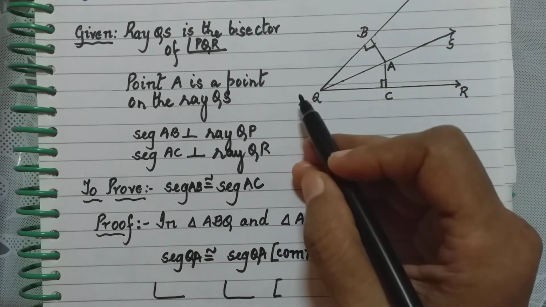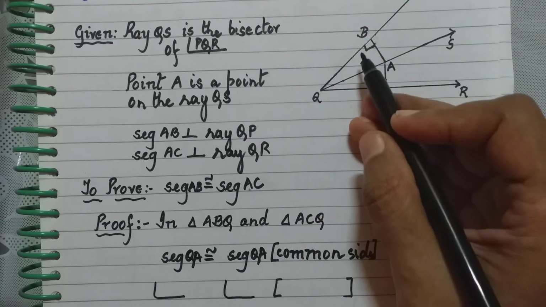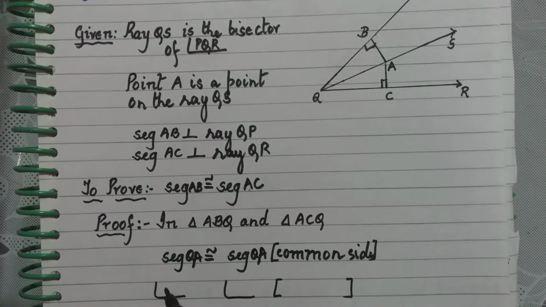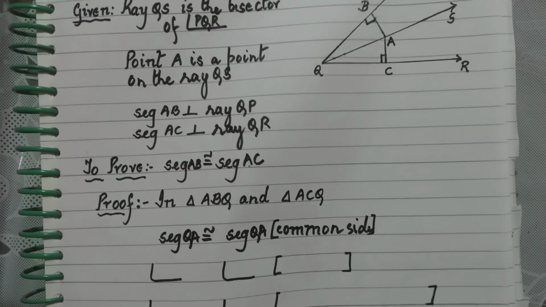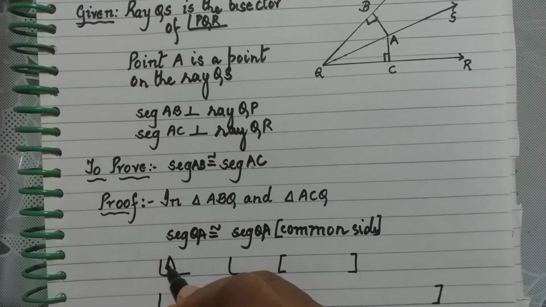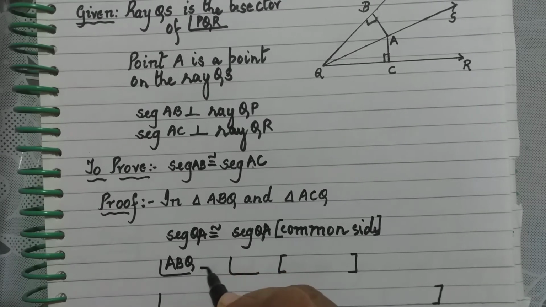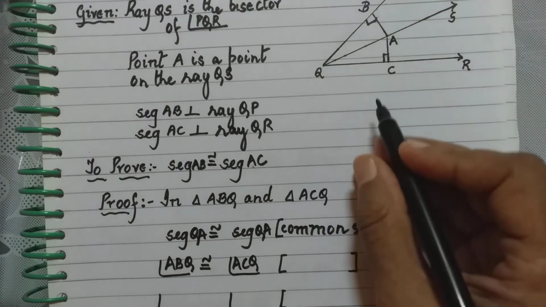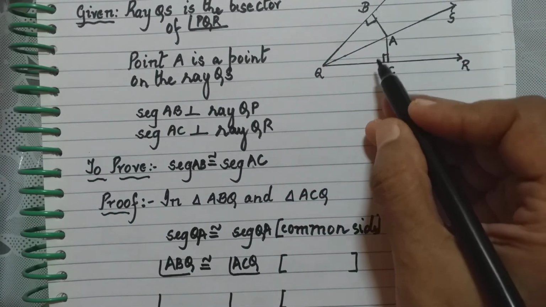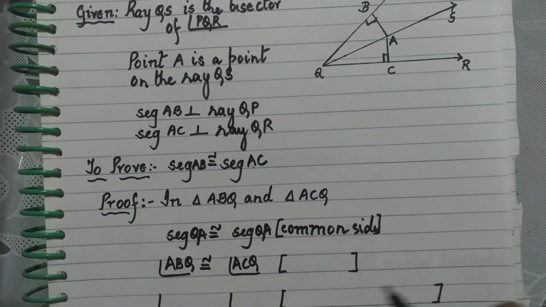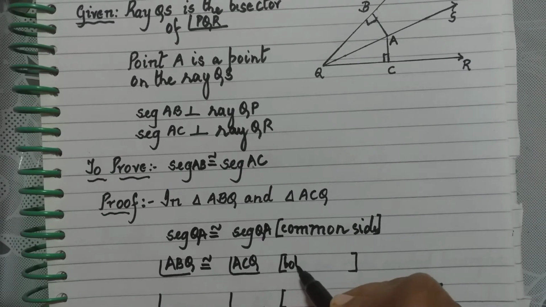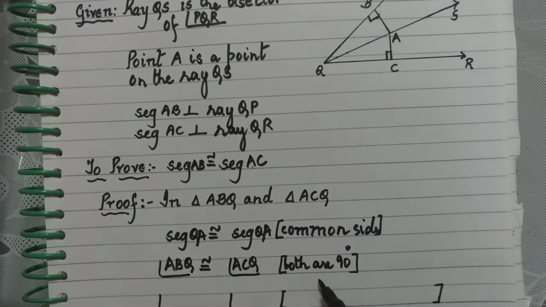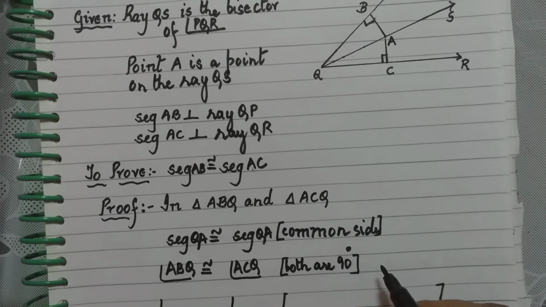Also we have a pair of angles which are congruent. You can see here angle ABQ is 90 degrees and angle ACQ is 90 degrees. So we can write here angle ABQ is congruent to angle ACQ. Why are they congruent to each other? You are seeing both are 90 degrees. So here we can write both are 90 degrees, or we can write both are right angles.